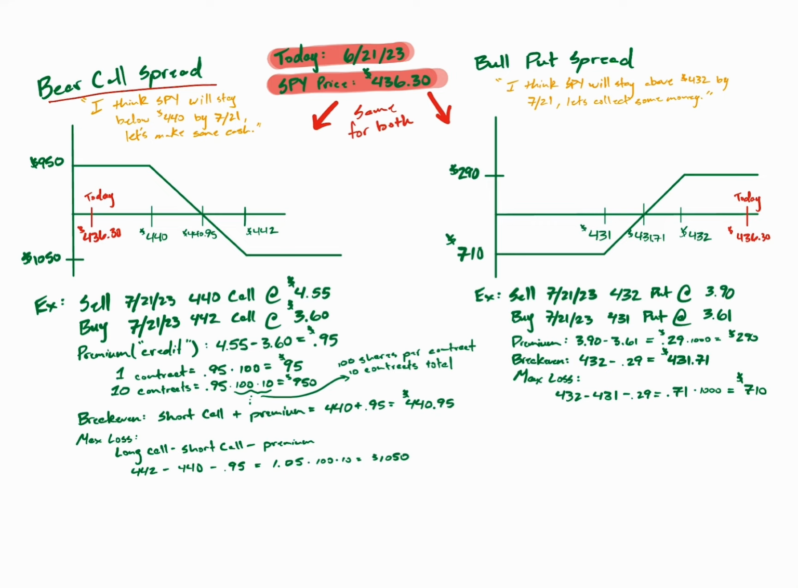Really, the thought process is I just want to make some money because I don't think the market is going to go that high. Okay, it's pretty simple, right? So I even wrote, I think SPY will stay below 440 by 7-1. Let's make some cash. Okay, what do I mean by that? So the market today is at 436. You can see that I have that for both.